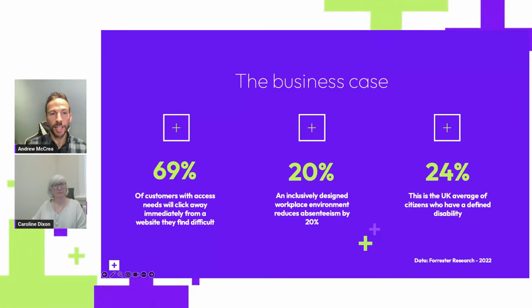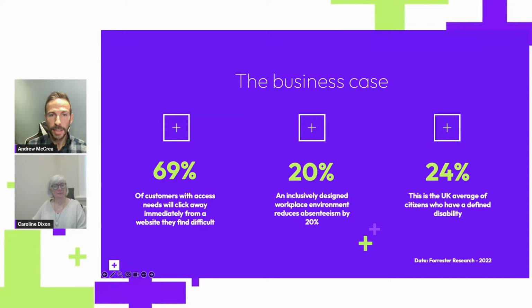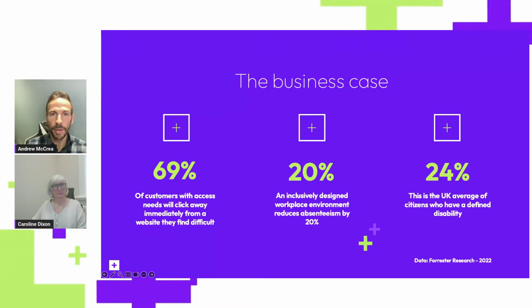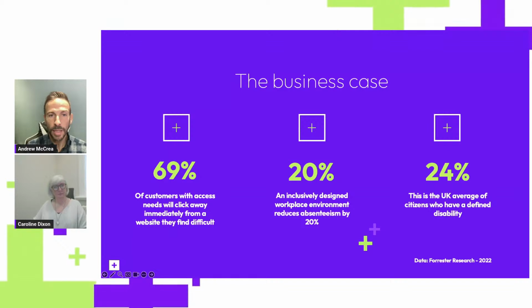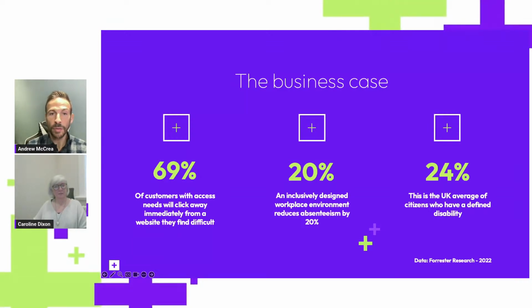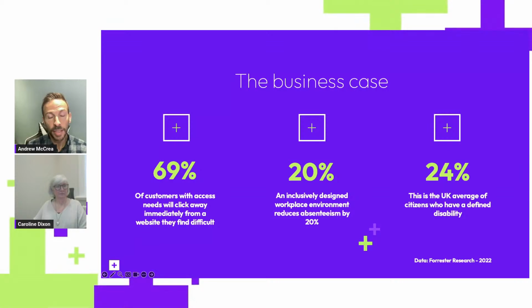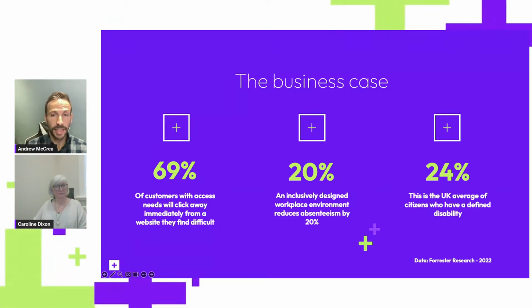69% of customers with access needs will click away from a website that's too difficult to use. And I'm sure everyone here today has got hugely frustrated with websites and just decided, look, I'm not going to bother with this. But again, you can see that in black and white here as well. And then we spoke earlier about the 24% of citizens who have a defined disability. So that doesn't even include those that are situationally or temporarily impaired. So we really need to consider that statistic being higher.